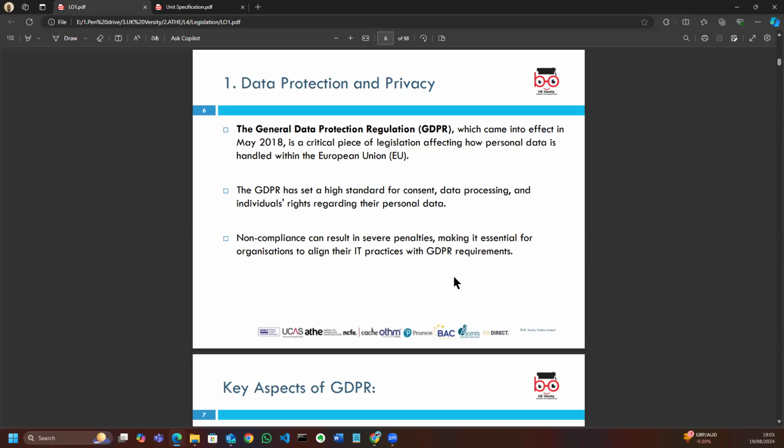That's why we have GDPR, the General Data Protection Regulation, which came into effect in May 2018. It is a critical piece of legislation affecting how personal data is handled within the European Union. Whenever there are cyber attacks and a leak of data, companies must have consent to handle the customer data, and all of this has to be done through a GDPR policy.